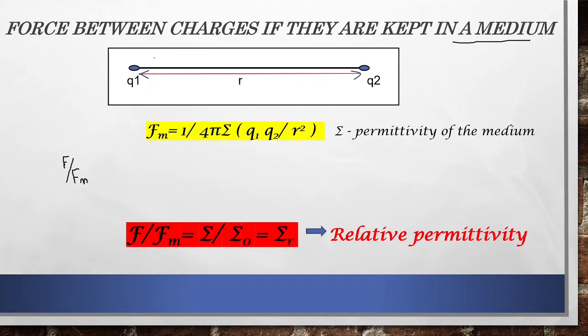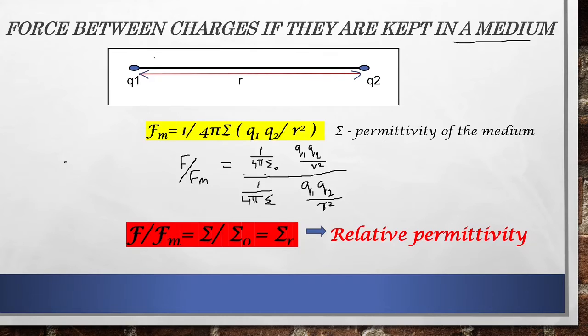So F by Fm is equal to, let's divide this. So 1 by 4 pi epsilon 0 Q1 Q2 by R square whole divided by 1 by 4 pi epsilon Q1 Q2 by R square. So what happens? This whole term cuts and goes. And this 1 by 4 pi and this 1 by 4 pi cuts and go.